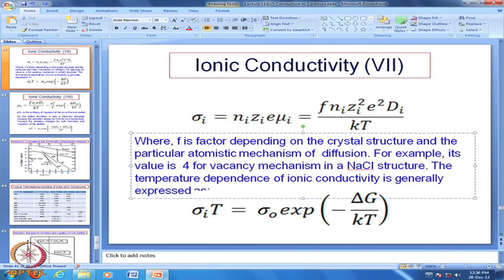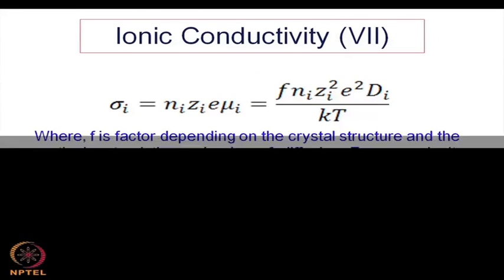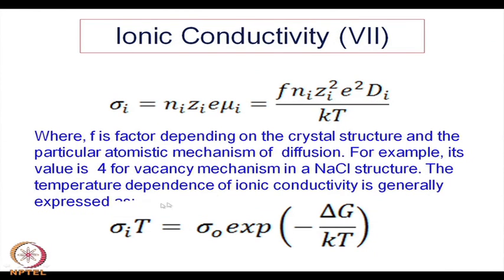For example, the value of f is 4 for the vacancy mechanism in a sodium chloride structure. If you have a rock salt structure or sodium chloride structure in which the diffusion is taking place by a vacancy mechanism, its value is 4.